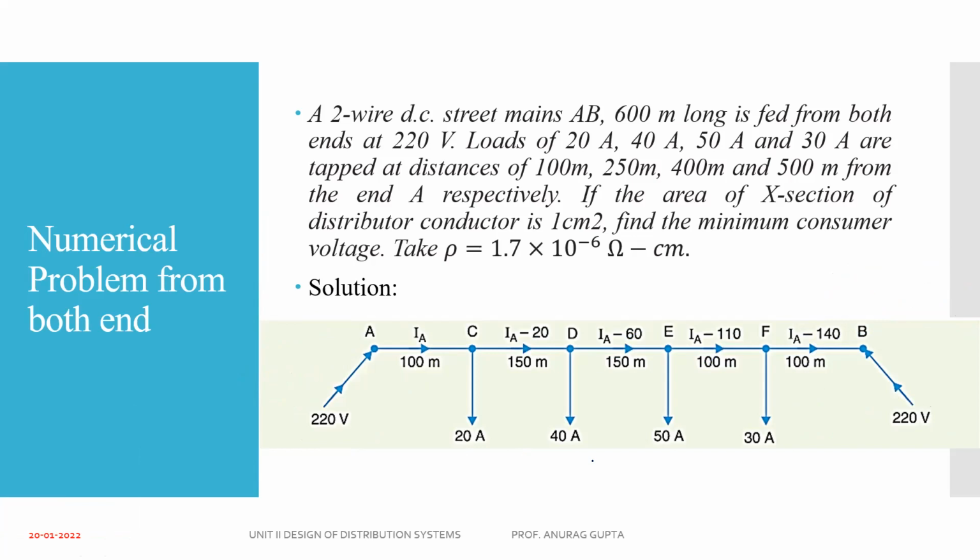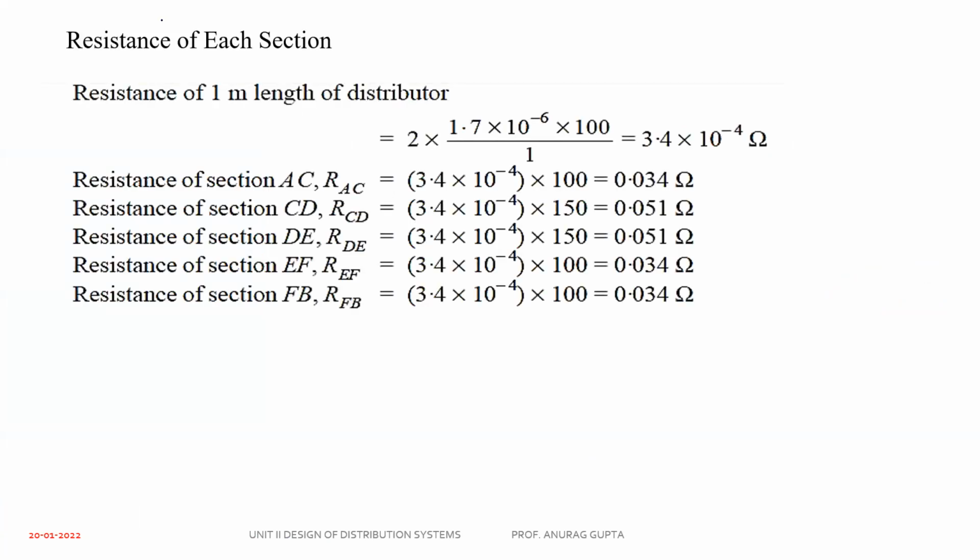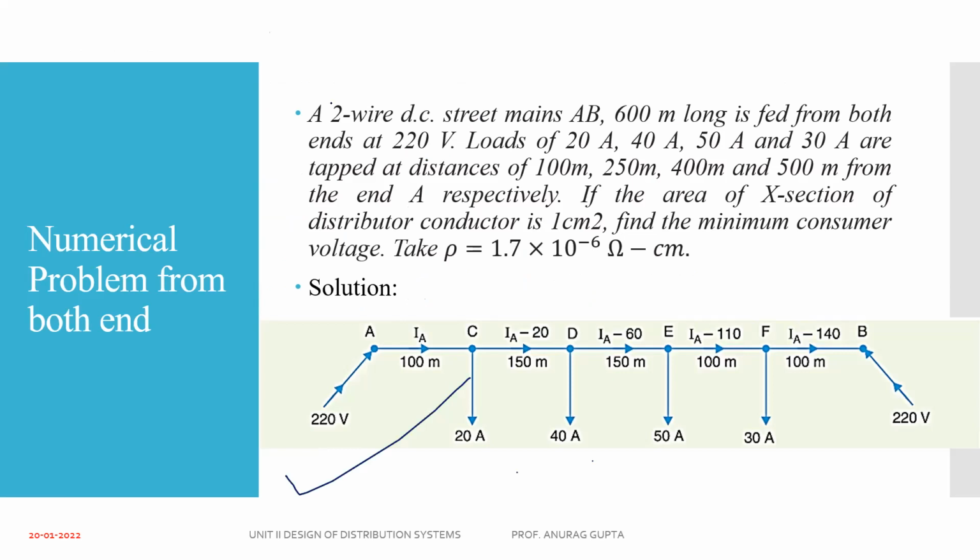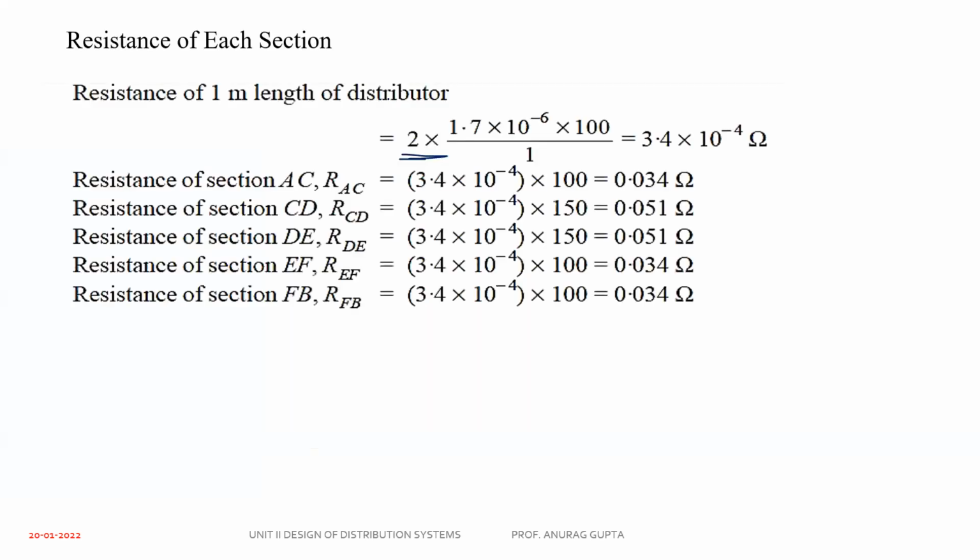Okay. So first of all, whenever the question appears in the exam, you have to make this diagram. This diagram is a very compulsory part, because without this diagram, you can't solve this numerical. So next, first of all, we are finding the resistance. Already I have said, first of all, we have to find the resistance. Now, resistance of 1 meter length, we are giving 2 cross. Why? Because you can see the diagram and the numerical, a 2-wire DC system is there. Clear? So first of all, we are finding resistance of 1 meter.